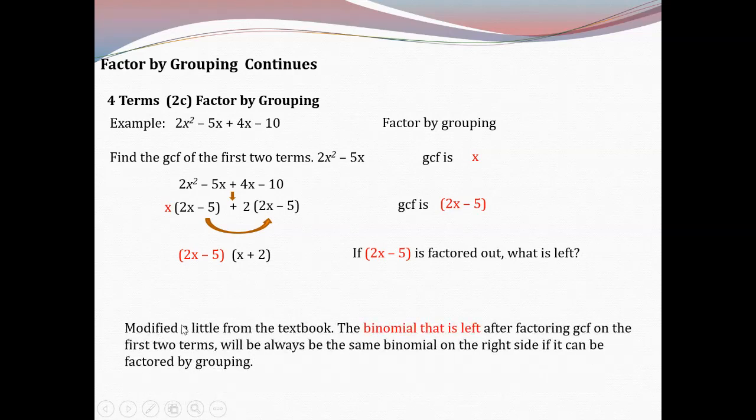And again, I modified a little from the textbook. The binomial that is left after factoring the GCF on the first 2 terms, right? This is the binomial that was left, it will always be the same binomial on the right if it can be factored by grouping. So this is what it means. Whatever is left here, guys, after you factor the x out, whatever is here is always going to be the same one over here on the right. Okay, that's a modified version. Okay, now let's do another one.